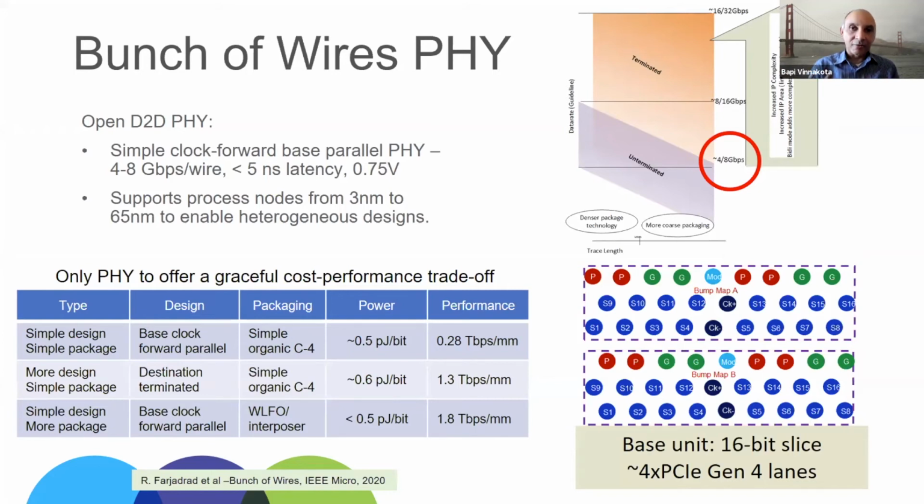The basic trade-off is that a highly parallel PHY has circuitry that is easy to design, but it's harder to package. A serial die-to-die PHY is really hard to design, but much easier to package. We're trying to split the difference and have a PHY which is reasonably easy to design and reasonably easy to package. That's our attempt at the bunch of wires PHY.